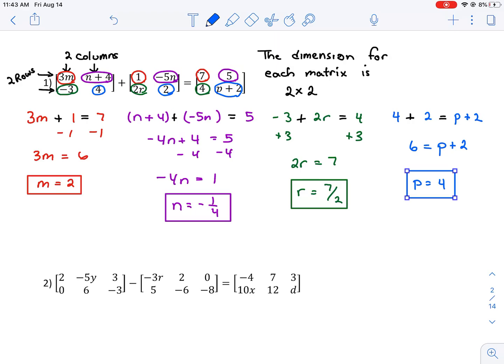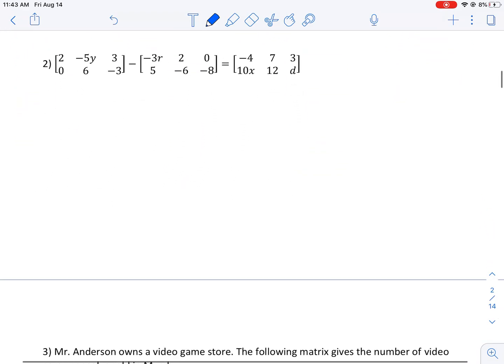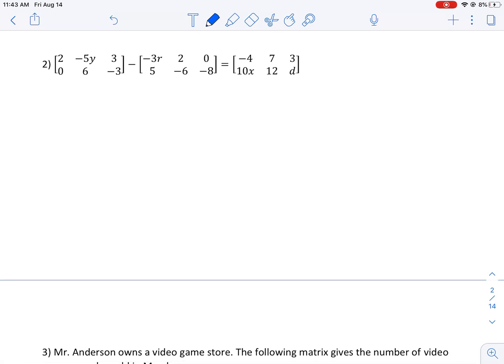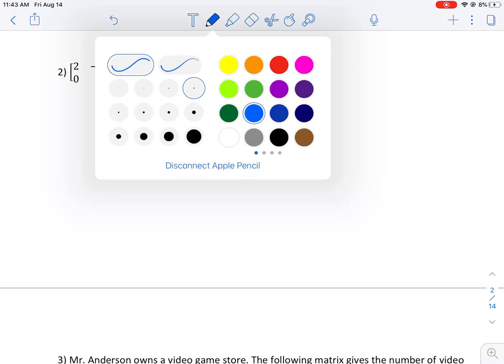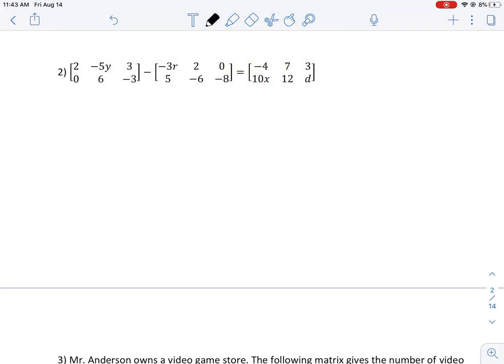All right, example 2. We have 2 matrices that are being subtracted to give us a third matrix. And before we decide to solve this problem, let's go ahead and figure out if we can by determining the dimensions of each of the matrices here. So this matrix has 2 rows and it looks like 3 columns. And notice that every matrix in this problem has 2 rows and 3 columns.